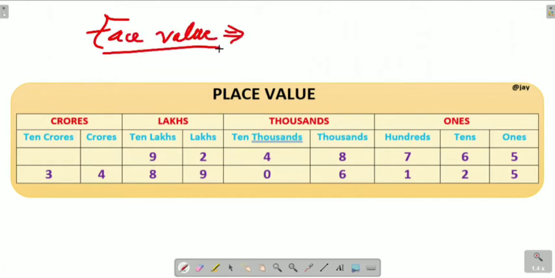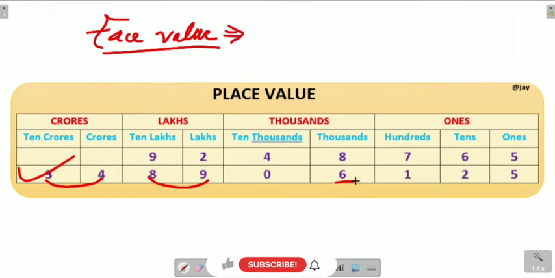So in a simple way I can define it. Face value shows the value of the digit itself. How? Let me explain. Here in the second number, this is 34 crore 89 lakhs 6,125. So the face value of 5 will be 5 here.